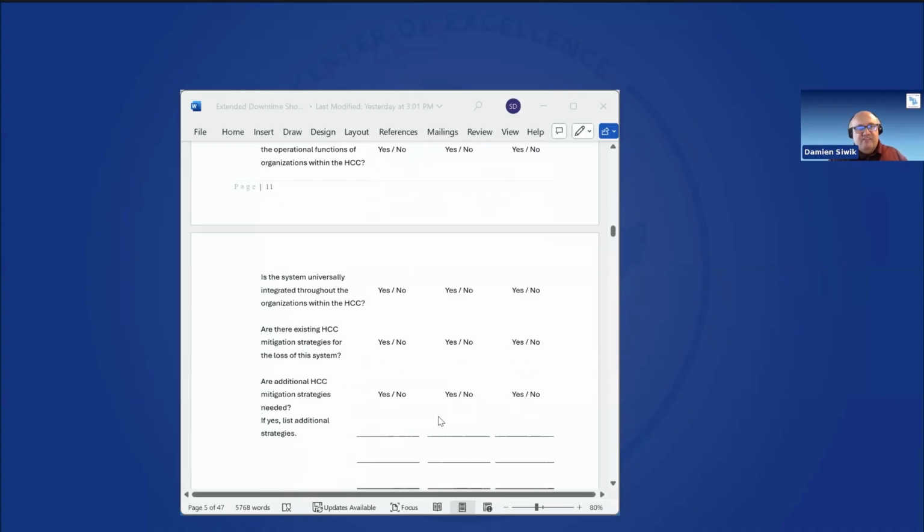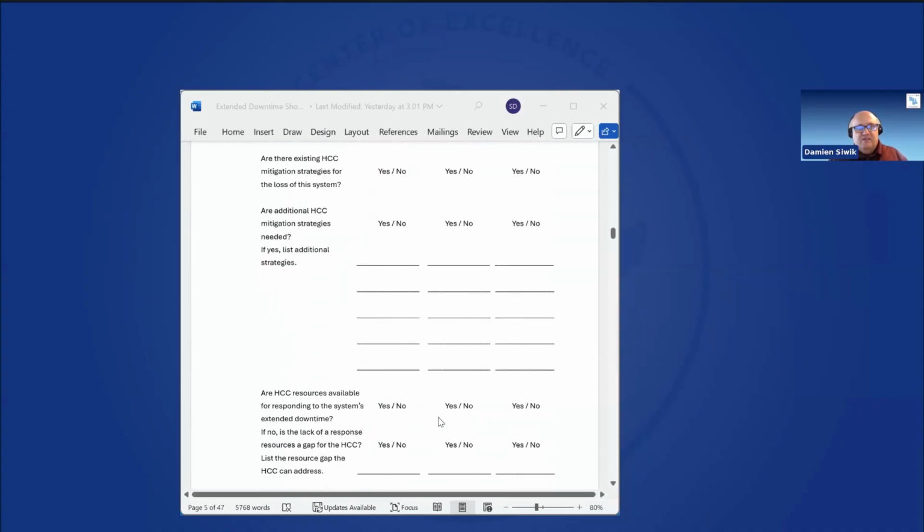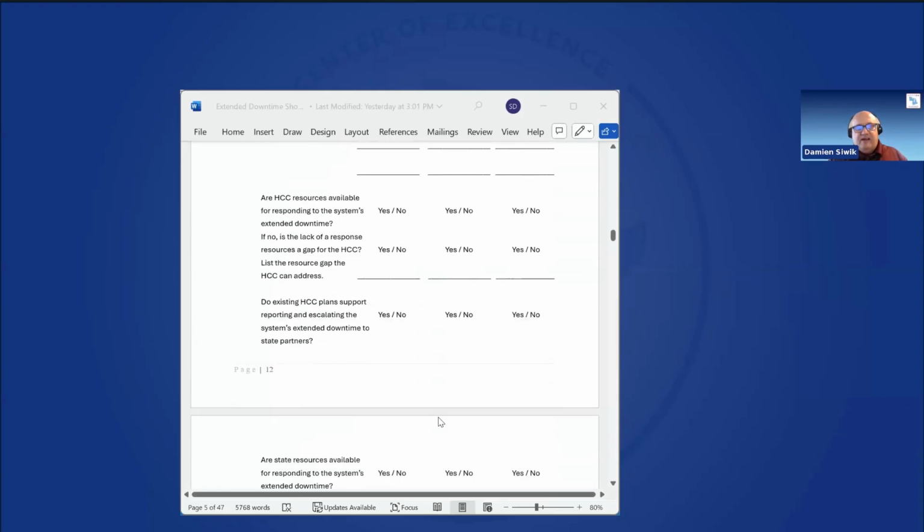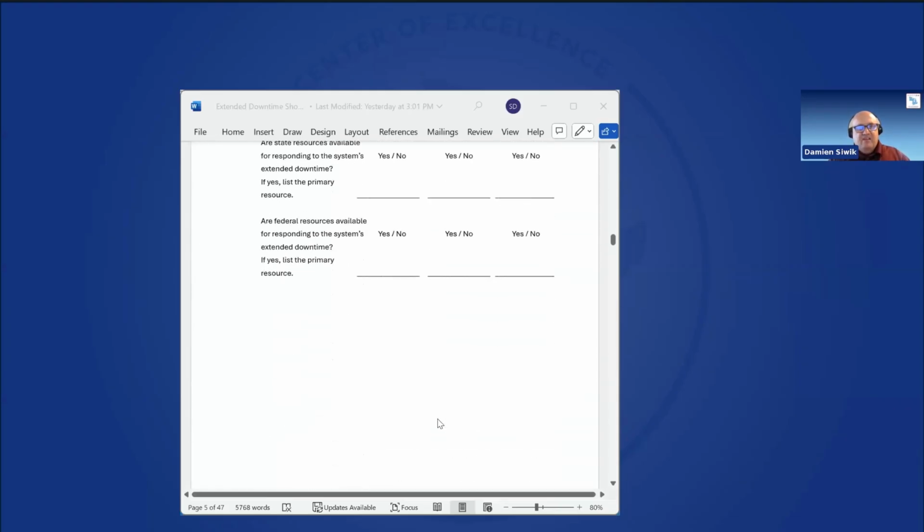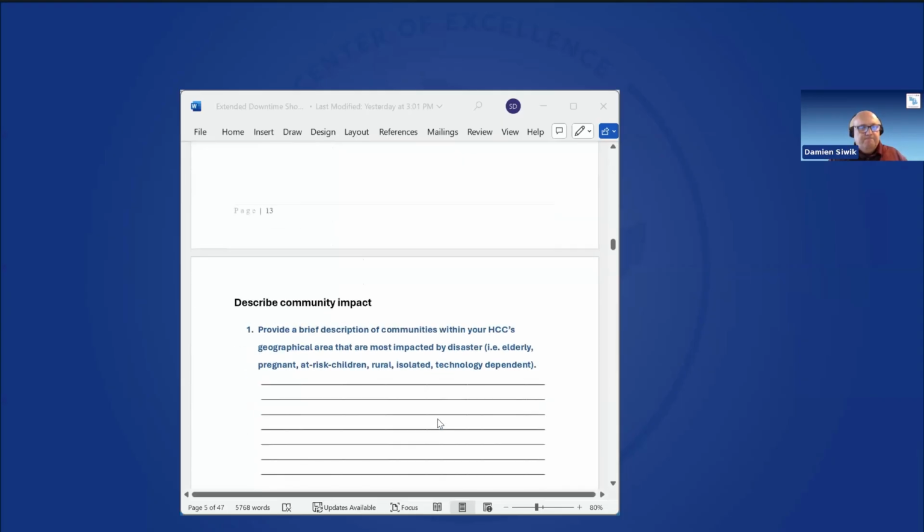And as mentioned before, this form is 100% available to be edited by the healthcare coalition. Add, delete as needed.